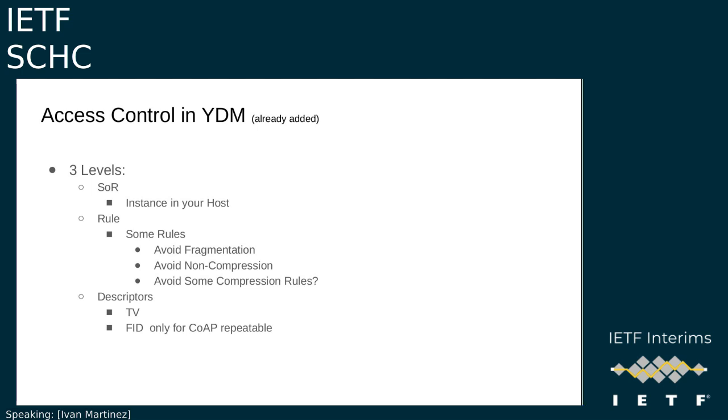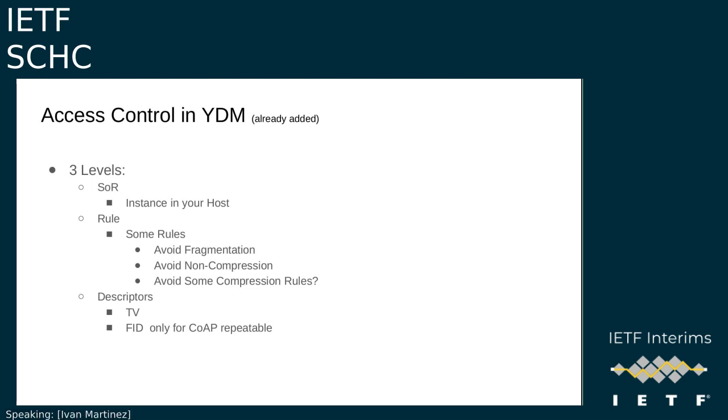So what we have done already: there are three levels. The idea is that at the first level, you have the set of rules that will be instantiated in each host, or your node, name it as you wish. So we also define the rule. The idea with this access control is either to avoid fragmentation, or avoid non-compression, to avoid some attacks. And the open question is, do we need to control changes in the compression rules or not? This is the discussion we had on the mailing list.